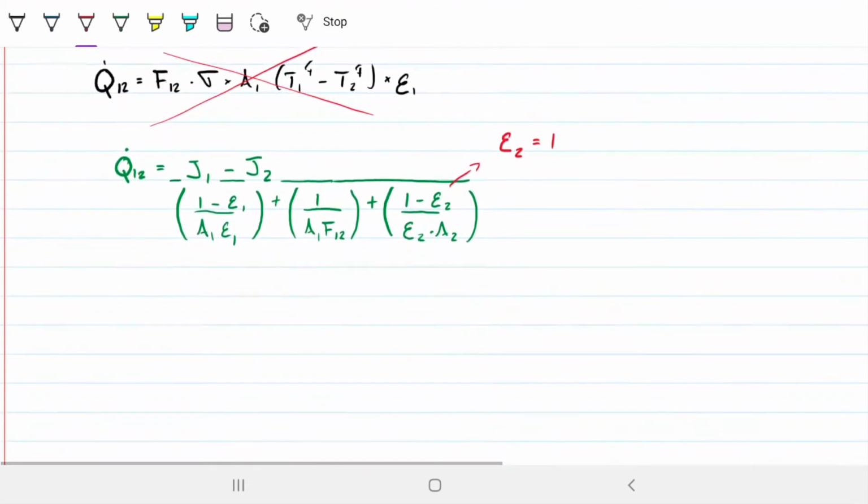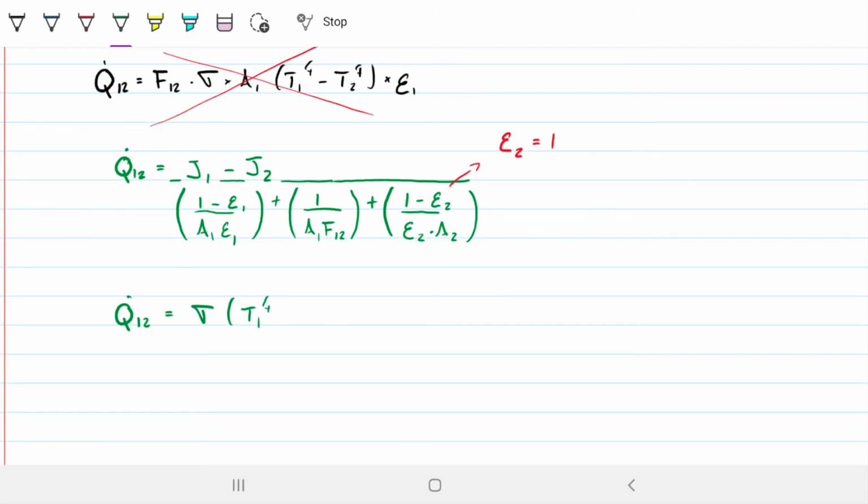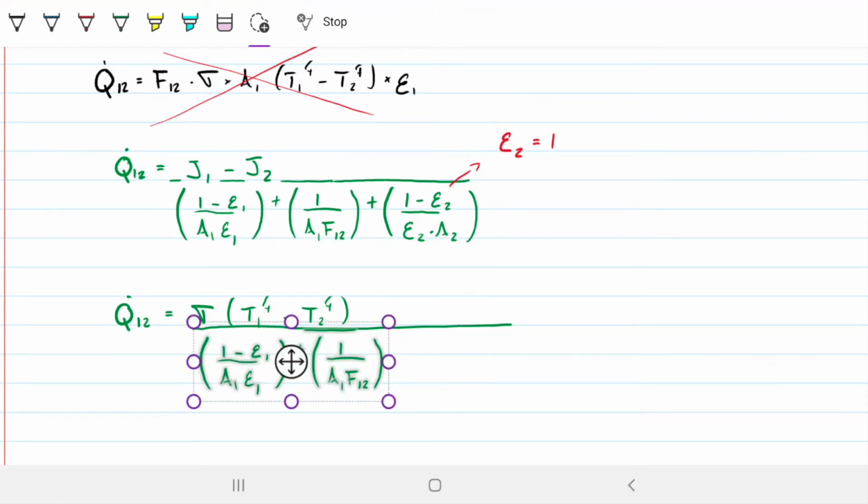Okay, so what happens here with this equation, and this is what happens. Q from 1 to 2, radiosity, I'm just going to transform into Stefan-Boltzmann's constant, T1 to the fourth minus T2 to the fourth, then divided by, this part is kept, and we lose this part here, which goes to 0 as we saw.